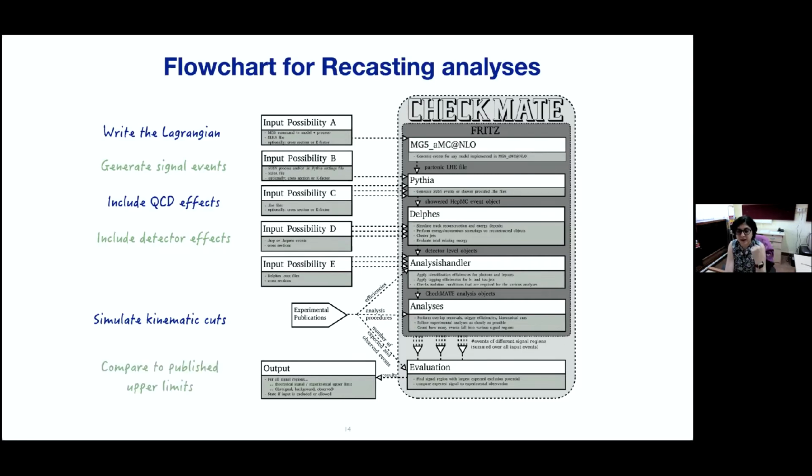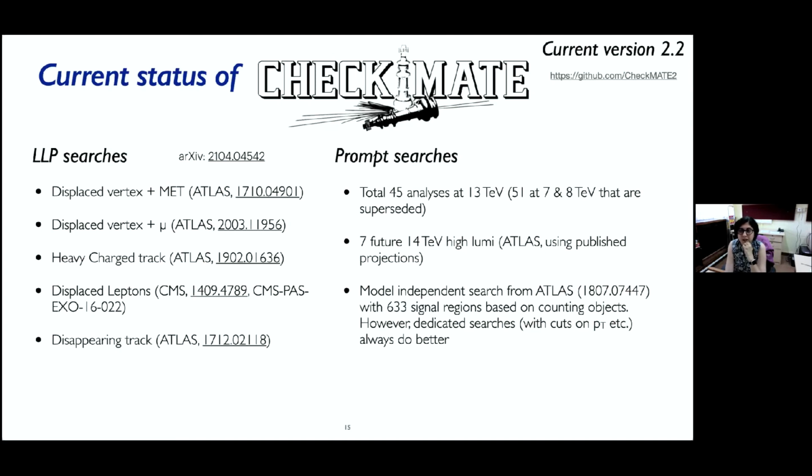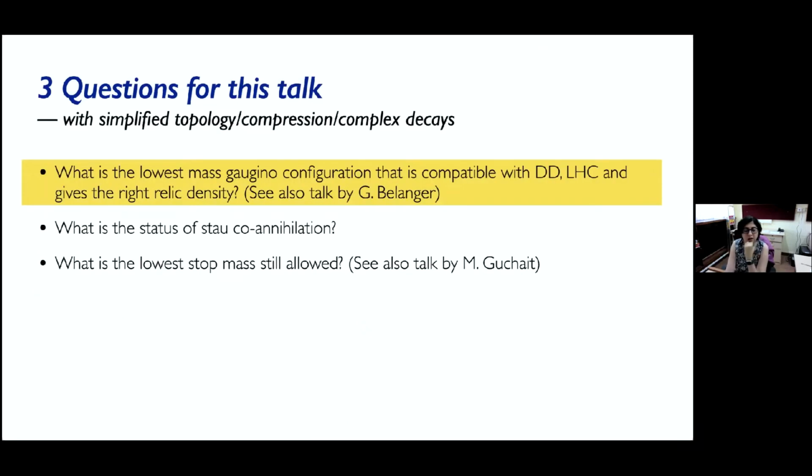And then you have these analyses that are implemented. And finally, what CheckMATE gives you as output is the ratio of the cross-section that CheckMATE calculates after the cuts to the published upper limit. So that is what you get as an output. And the current state of CheckMATE is that we have 45 total 13 TeV analyses in there now. So that's the largest number among the public codes. And we also have these 5 long-lived particle searches, which can now be used by the public, essentially. So this is our current state. I won't talk too much about that.